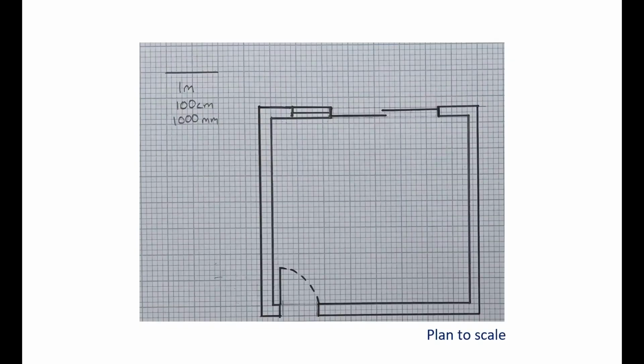So as you can see here, I've gone over my pencil drawing with a pen just to make it clearer, and here's my plan to scale. So you can see the 1 metre is the 10 little tiny squares there, and then this plan is drawn in line with this.